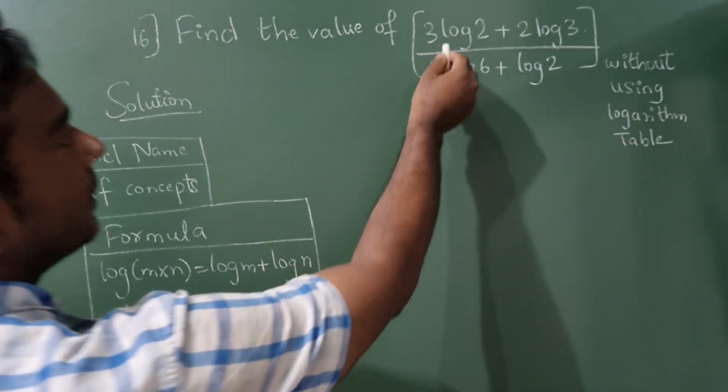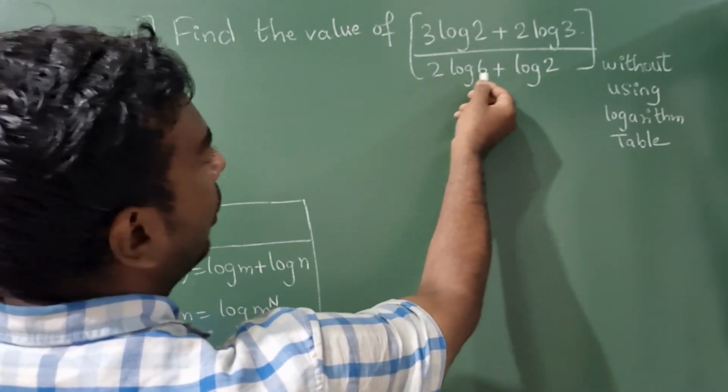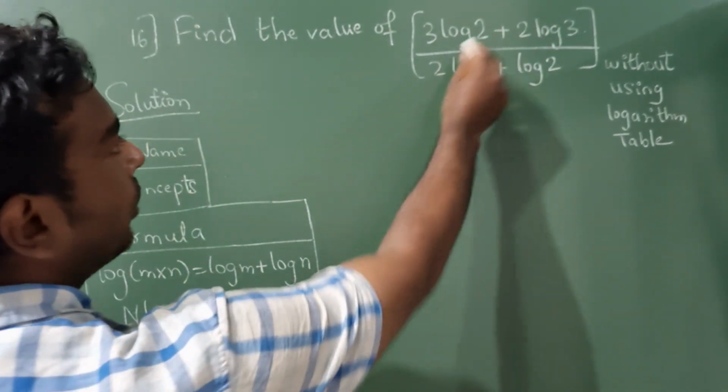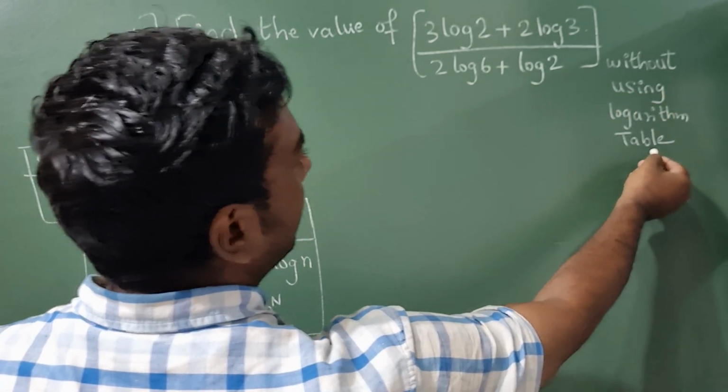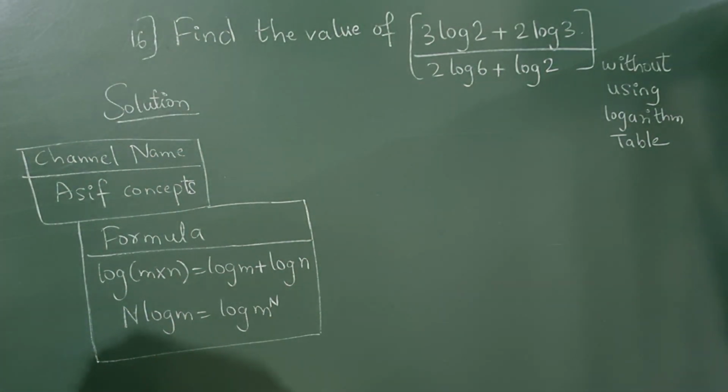Find the value of (3 log 2 + 2 log 3) divided by (2 log 6 + log 2). To solve without using a logarithmic table, you should solve this. To solve this, there are two formulas given here.